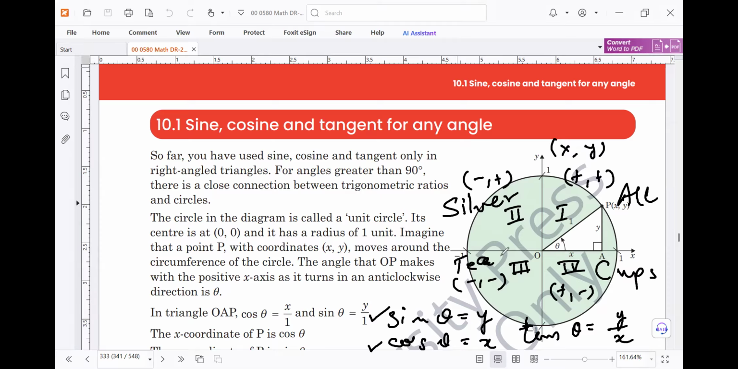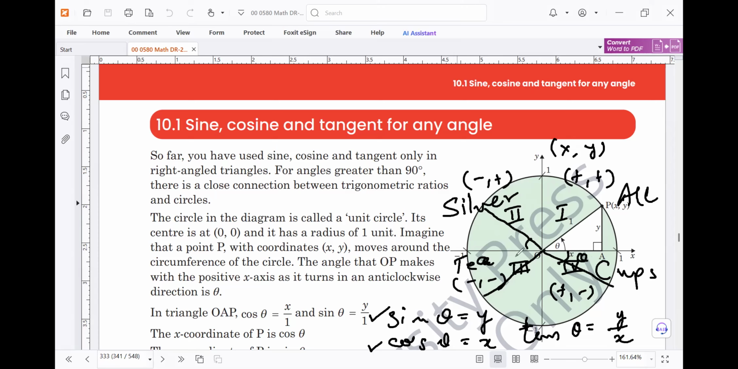So y represents sin theta, cos theta represents x, and tan will be the combination of y upon x. Now this theta makes the same angle with the axes in all quadrants. It is a symmetry line. So here also it is theta, here also it is theta.